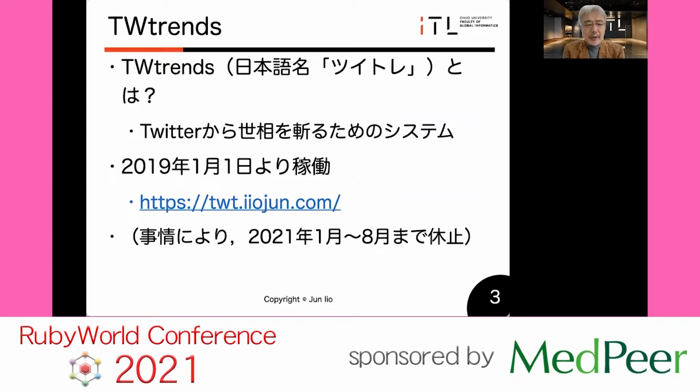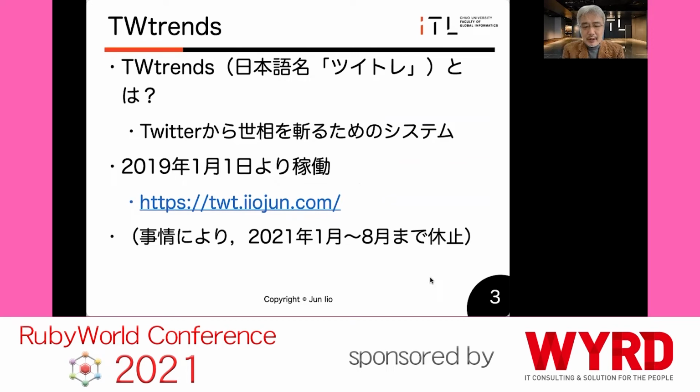Now, TW Trends. In Japanese it is called Tsuitore, but this is a system to understand the world situation from Twitter. It started on January the 1st, 2019, and it is open at eojun.com. But it was suspended from January to August 2021.